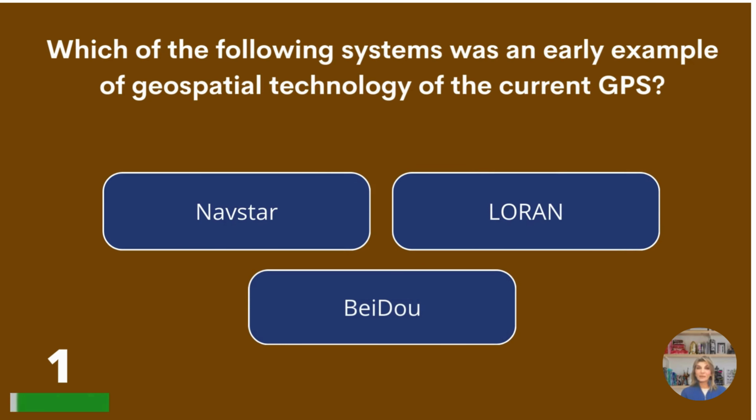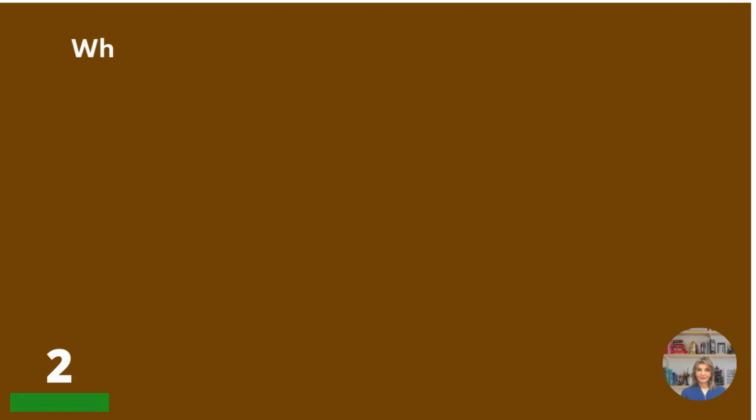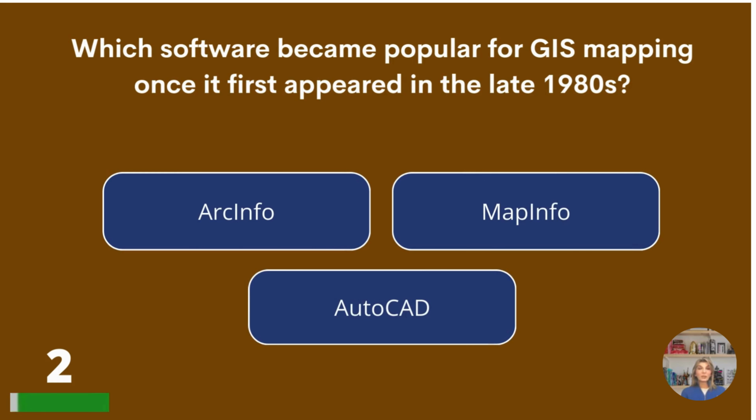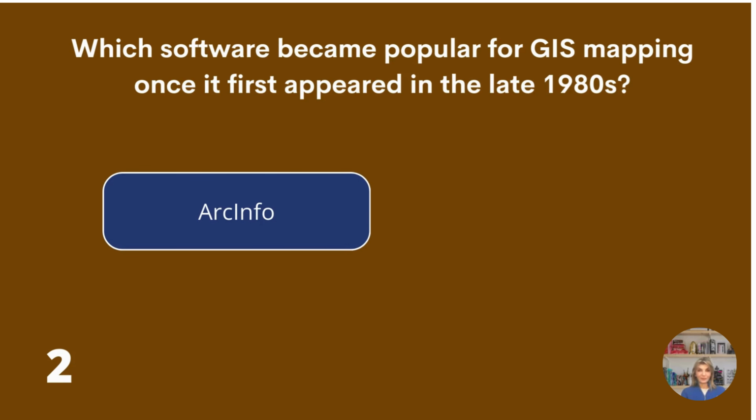Which of the following systems was an early example of geospatial technology of the current GPS? Navstar, LoRaWAN, or Baidu? LoRaWAN. Which software became popular for GIS mapping once it first appeared in the late 1980s? ArcInfo, MapInfo, or AutoCAD? ArcInfo.